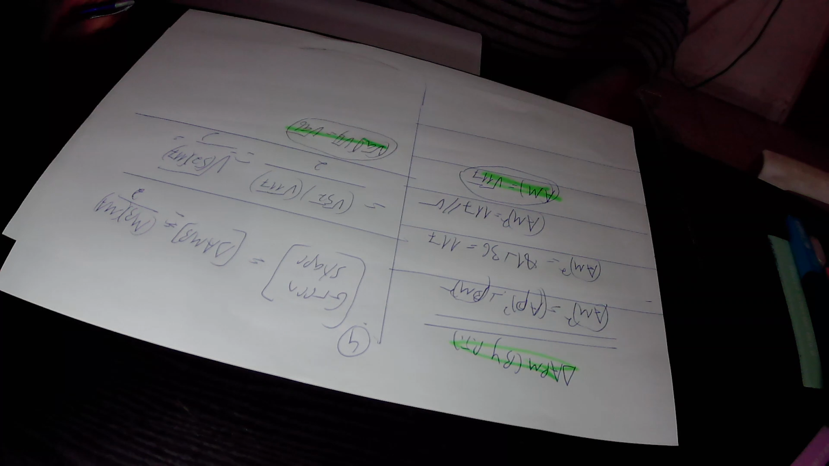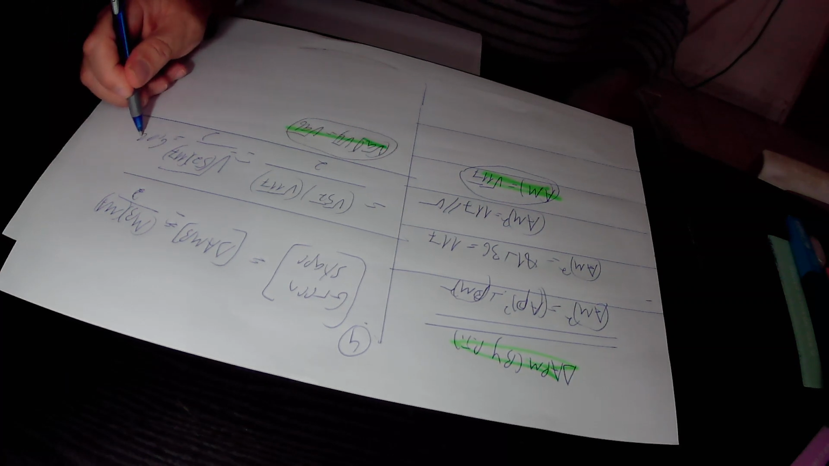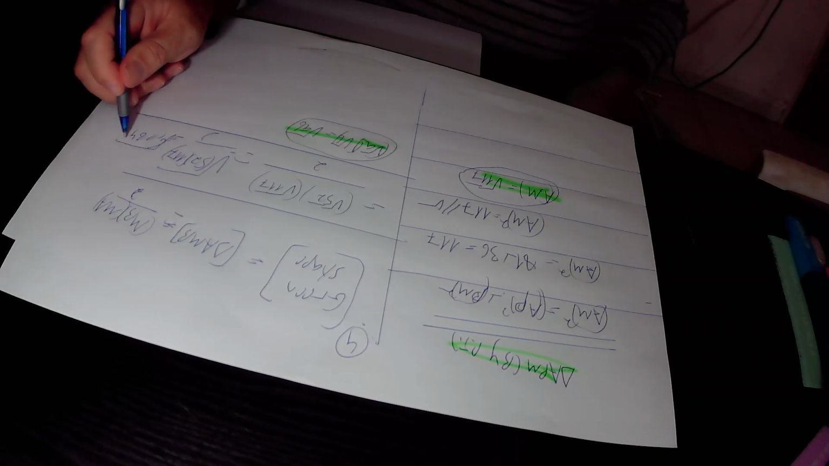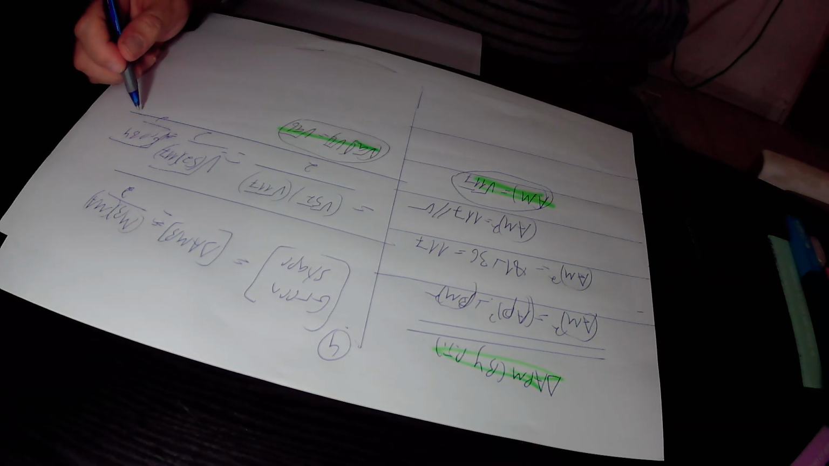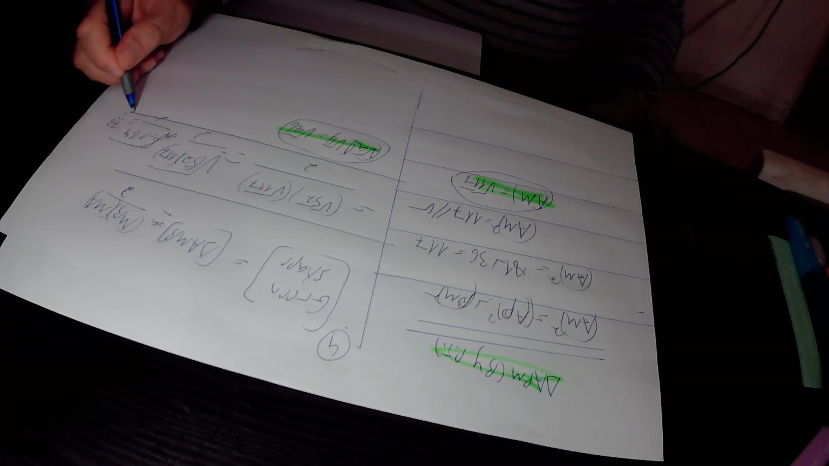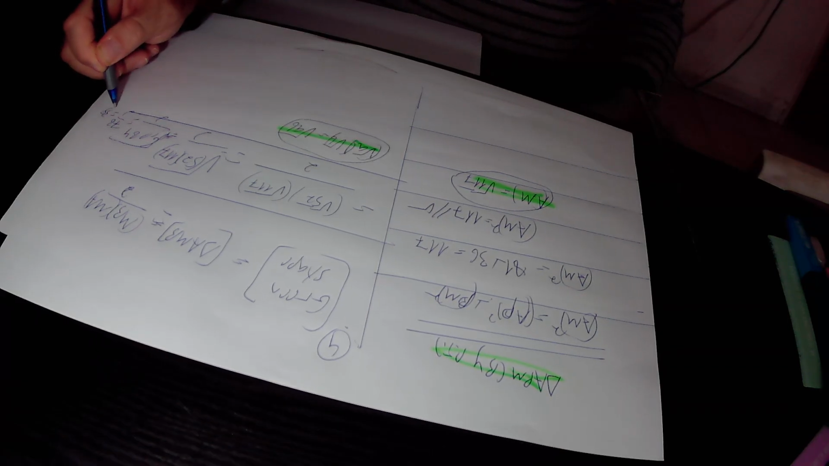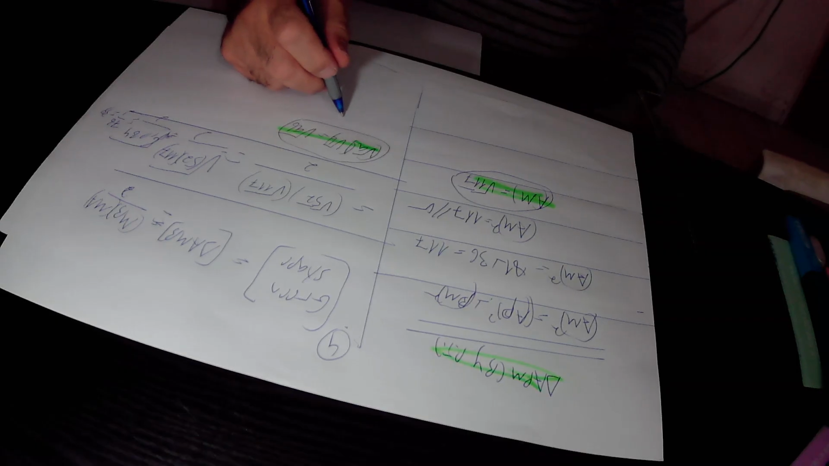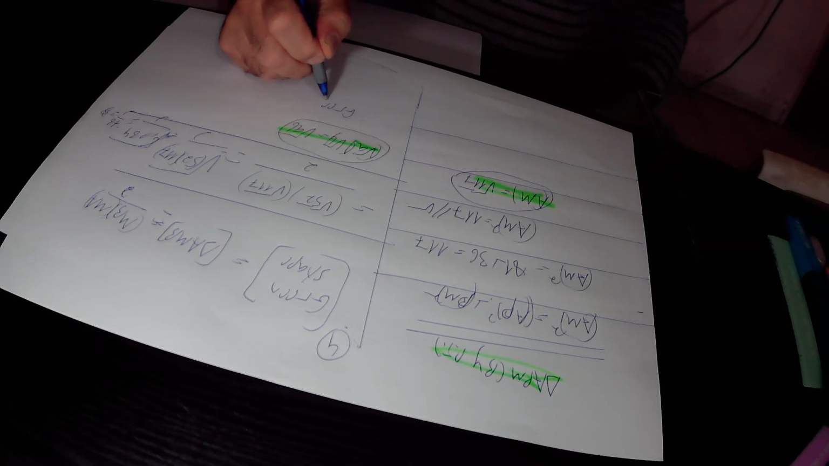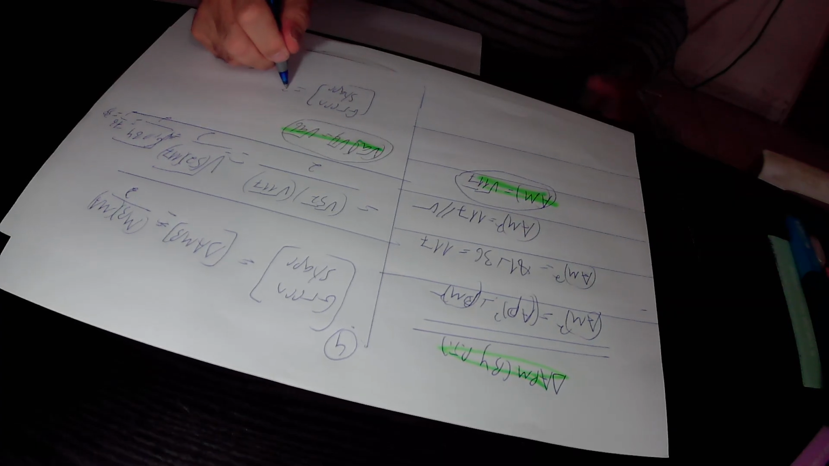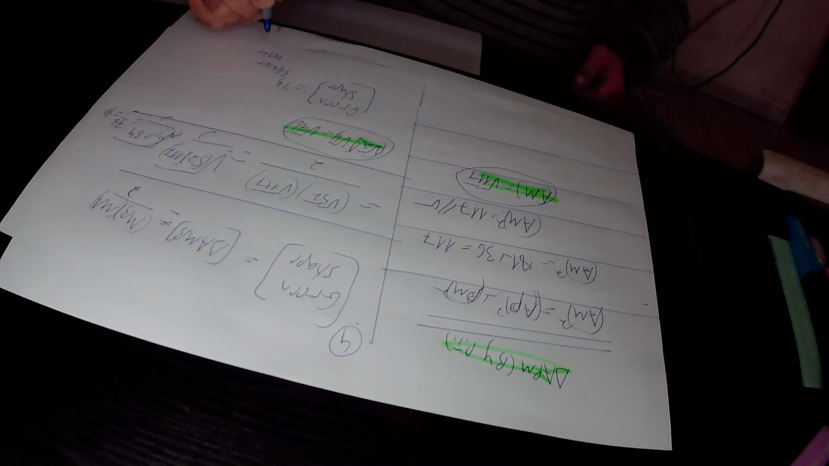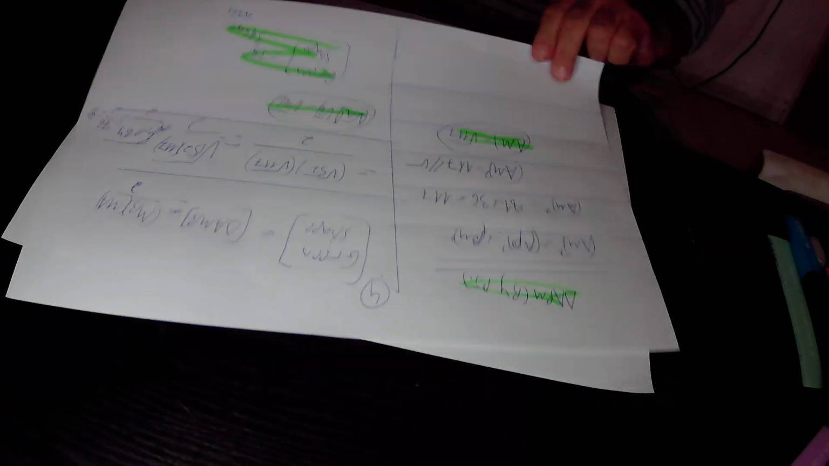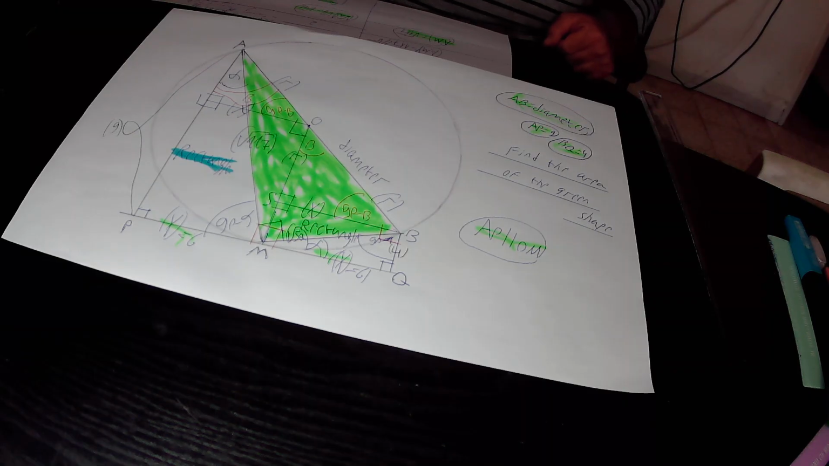52 times 117 is 6084. This is the square root of 6084 over 2. The square root of 6084 is 78, divided by 2. 78 over 2 is 39. So in total, I found out that the area of the green shape, that is the area that we are looking for in this question, is equal to 39 square units in size. Again, the area of this green shape is equal to 39 square units in size.